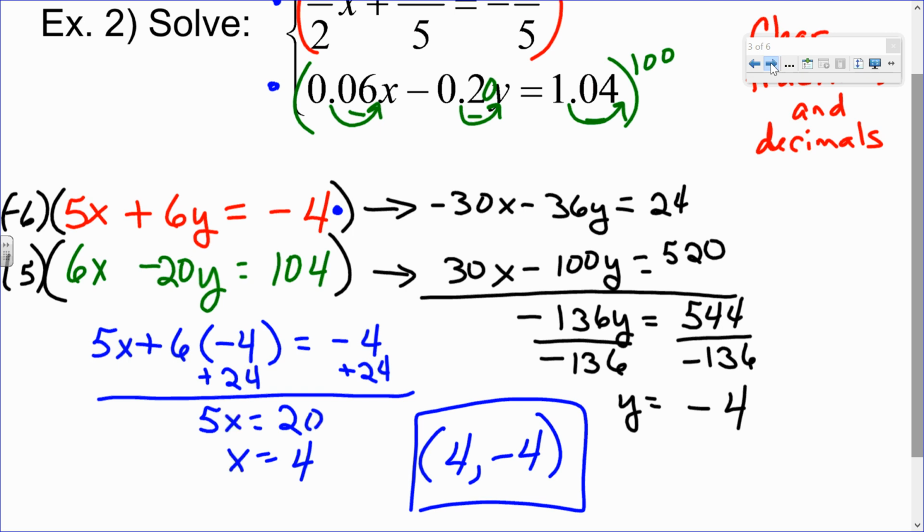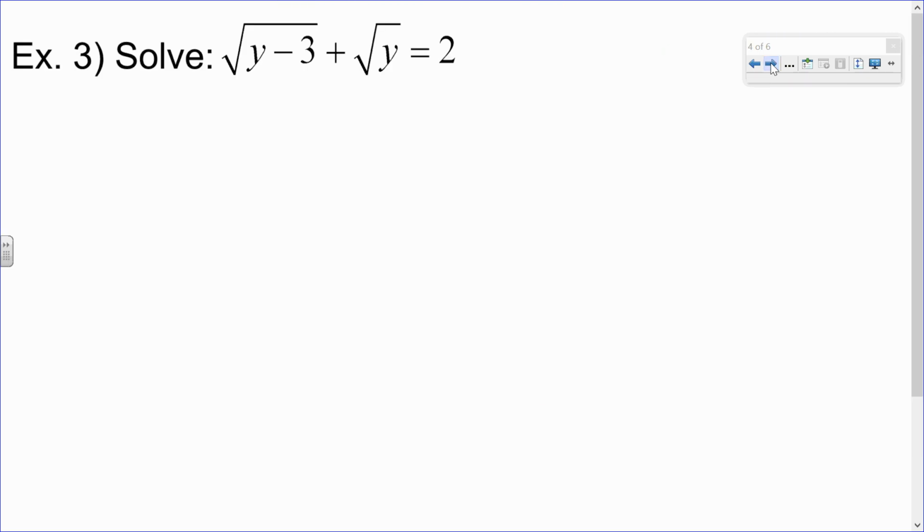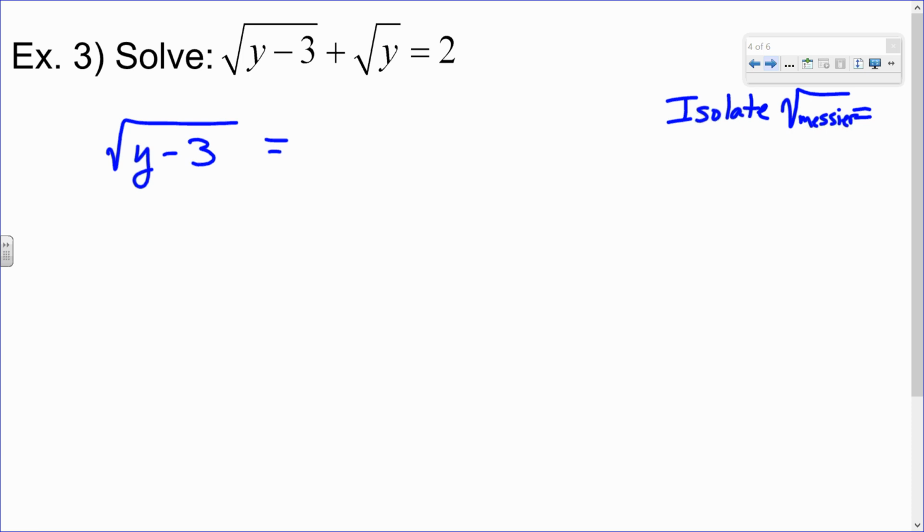So let's talk about solving equations with square roots in them. We always want to isolate the square root, so we get square root equals. When you have more than one square root in it like this, I recommend start with isolating the messier, longer one first. So the longer one is the square root of y minus 3. And if I get it by itself, that means I have the equal sign next. Change sides, change signs, take the root y to the other side, and I now have equals 2 minus root y.